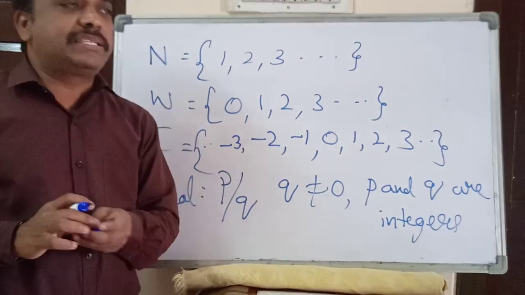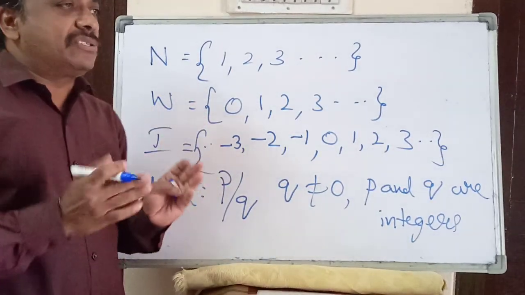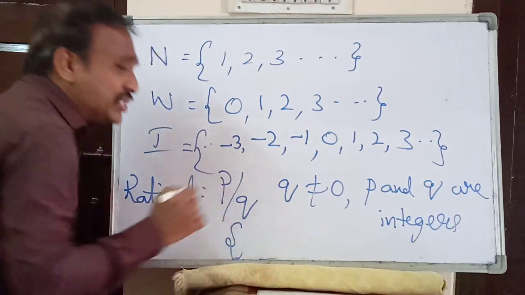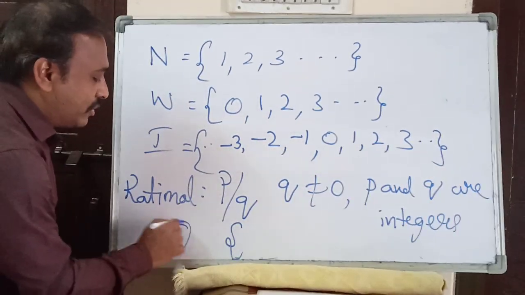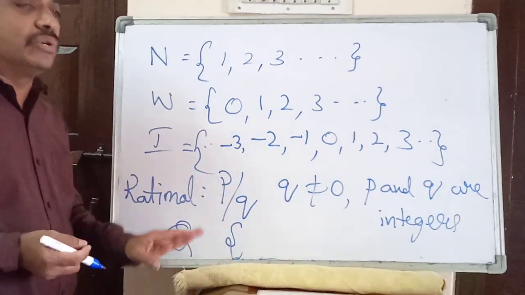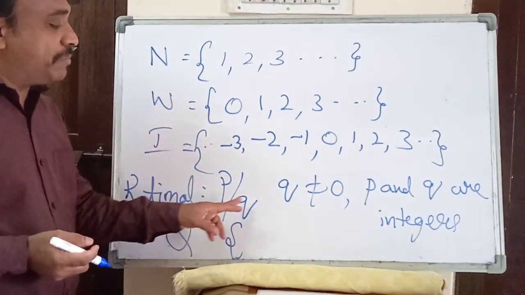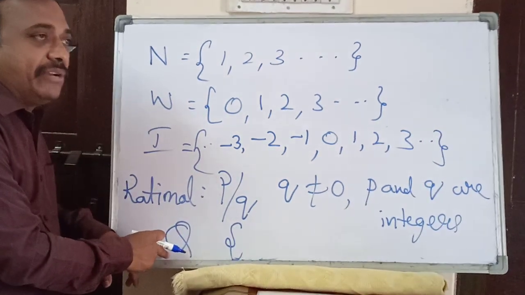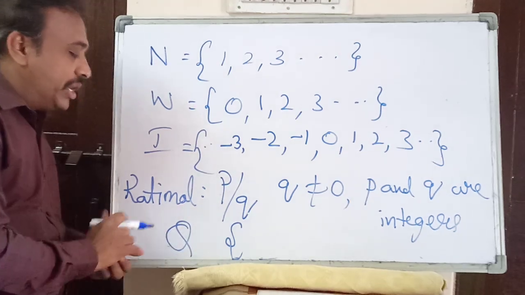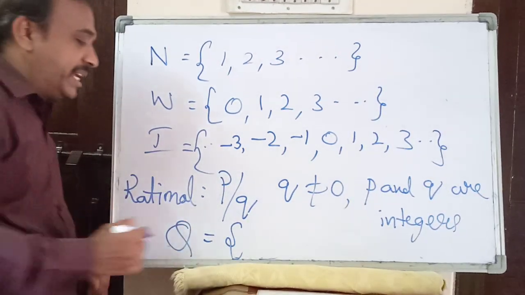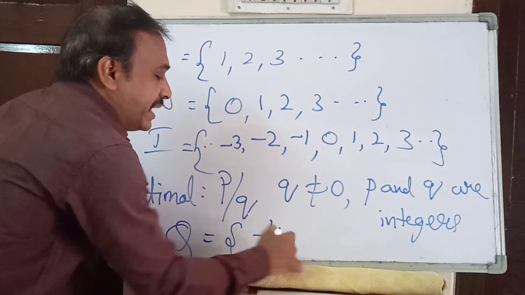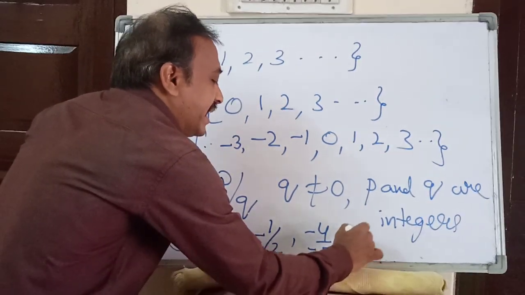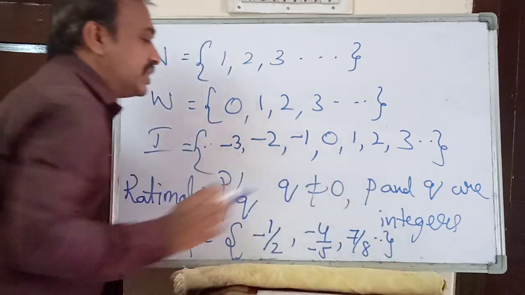Rational numbers: P and Q are integers, which means they can be either positive or negative numbers. The collection of rational numbers is denoted by Q. Q stands for quotient, because we are dividing P by Q, and the result obtained is a quotient. The set of rational numbers, denoted by Q, includes -1 by 2, -4 by -5, 7 by 8.